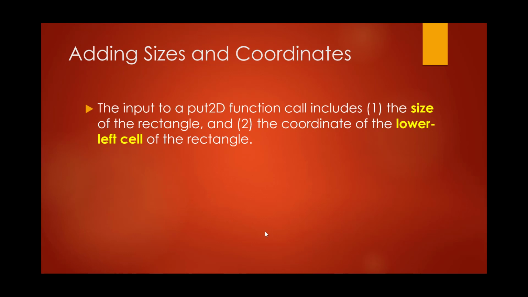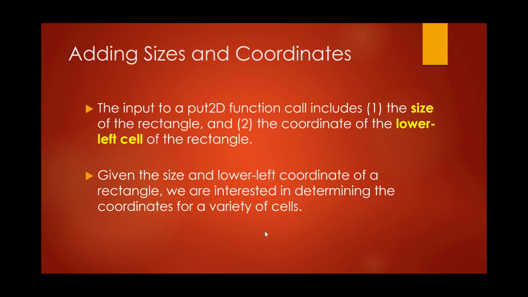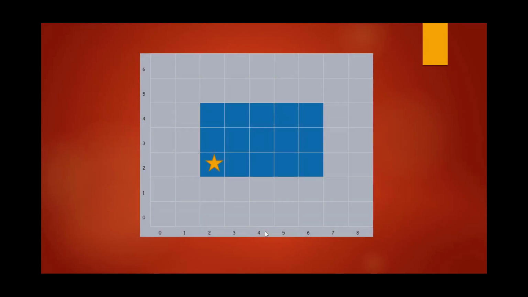So I'd like to start out by noting that two of the inputs to these put functions in level 3 are the size of the rectangle and the lower left cell of the rectangle. So we're going to use that information to compute positions of a variety of other cells. And these cells basically are ones that are of interest to us. There are other calculations too, but these are the basic ones. And so let me show you here on this picture what we might be interested in.